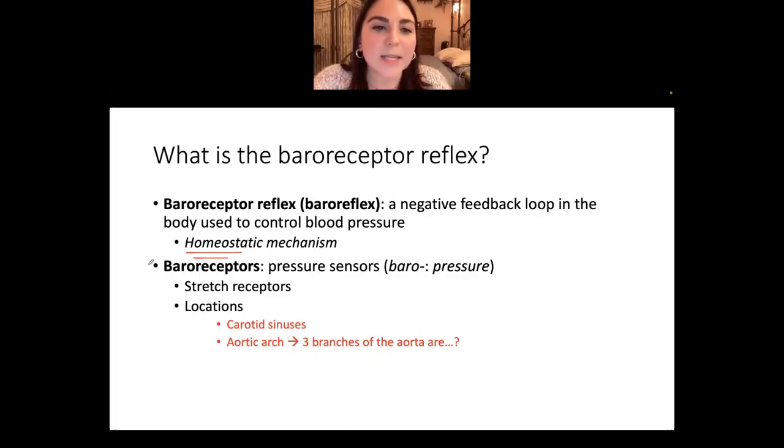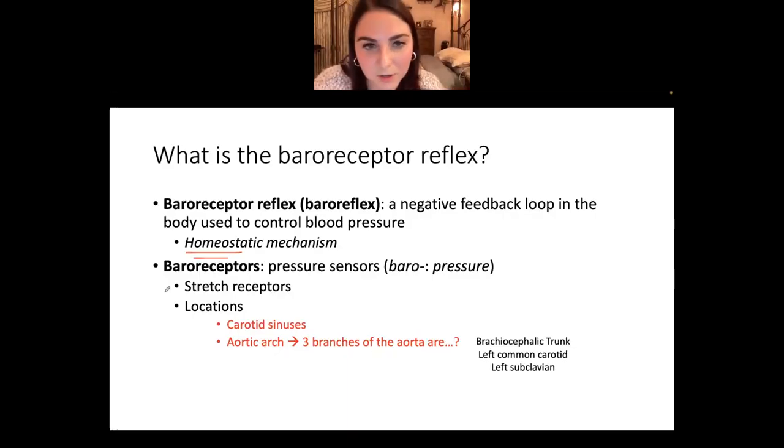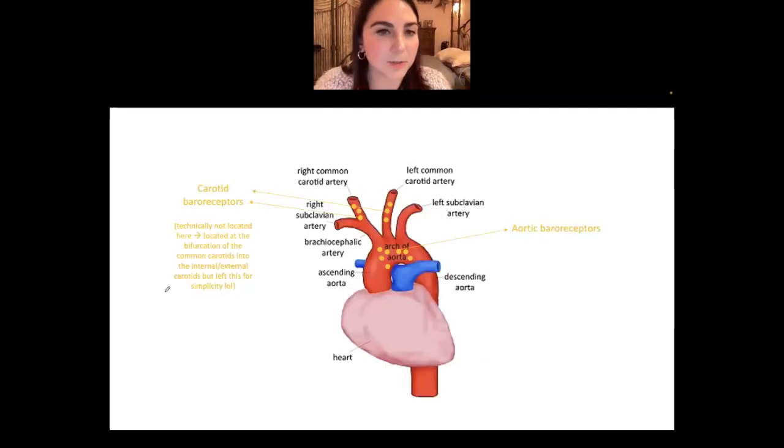But they basically are stretch receptors. I know they're technically pressure sensors, but they're stretch receptors because they fire based on stretch on the wall. And I did mention this last time because I said we're going to talk about these. But where are baroreceptors in the body? They're in the carotid sinuses and they're also in the aortic arch. So just asking some anatomy, the 3 branches of the aorta. Hopefully you're saying all 3 branches in your head: the brachiocephalic trunk, left common carotid, left subclavian. Please know the 3 branches of the aorta. Okay, so that's basically where you can find baroreceptors within the body.